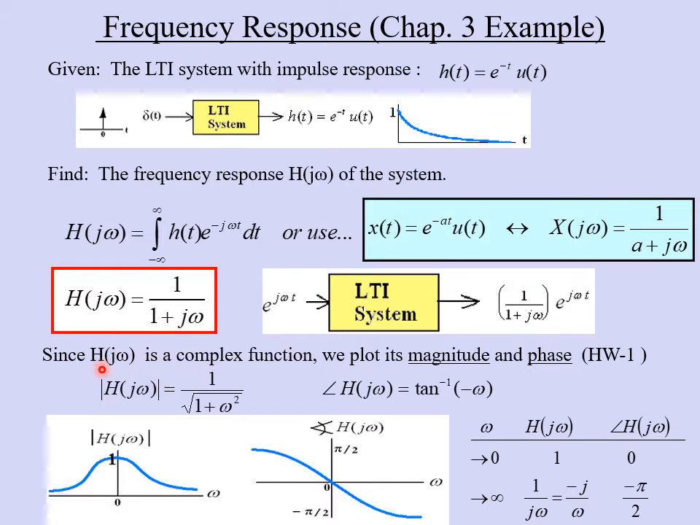So the frequency response, H of j omega, is obviously a complex function because it has that j in there. So we can gain insight into it by plotting its magnitude and phase. And again, this is something you did back in homework number 1. I believe it was the last problem in homework number 1. You were asked to plot the magnitude and phase of this particular function right here, and it looks something like this. This is the magnitude plot, and this is the phase plot. We'll talk a little bit more and discuss the meaning of this shortly.